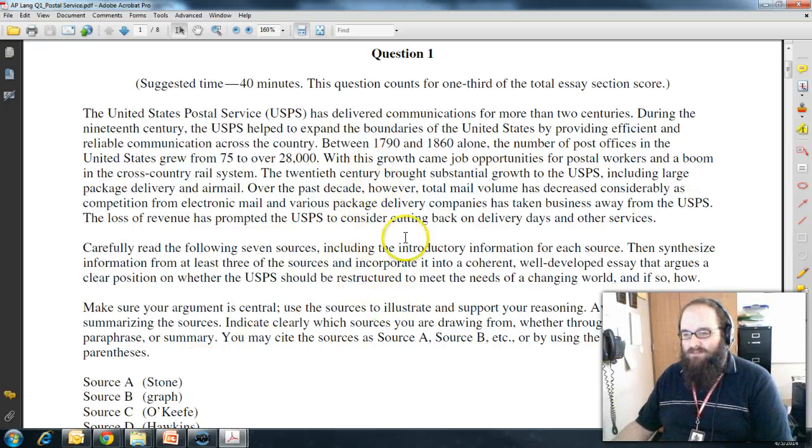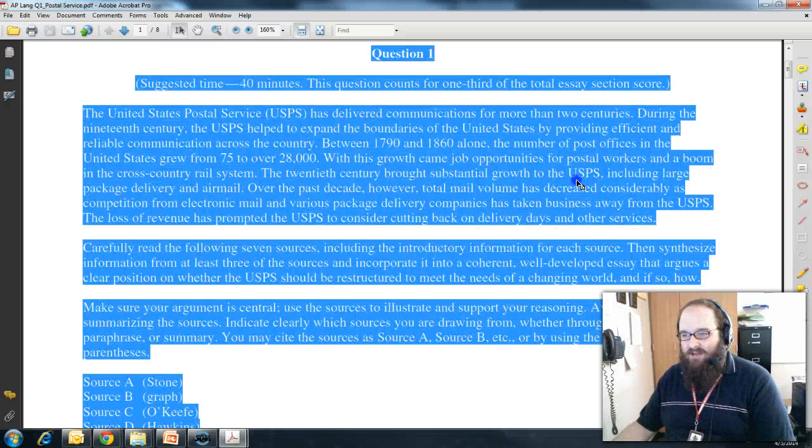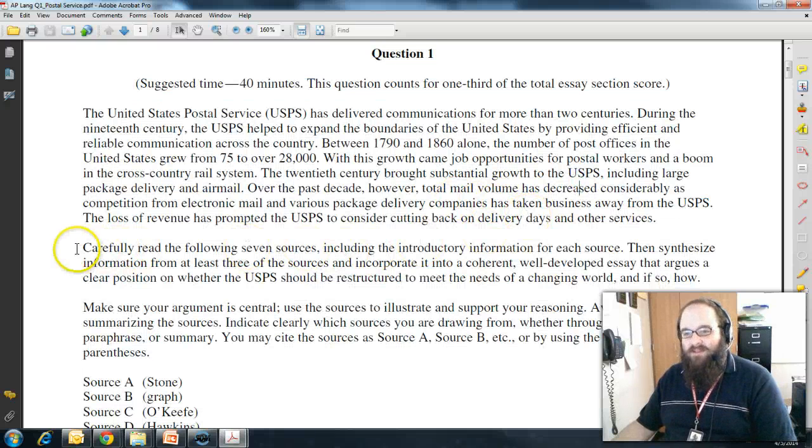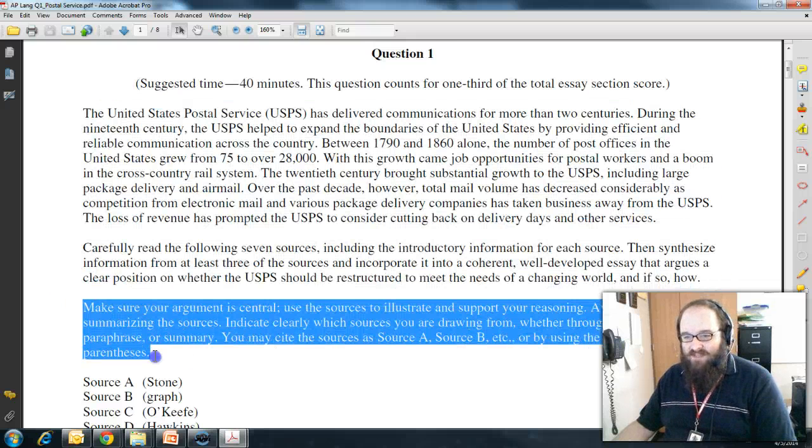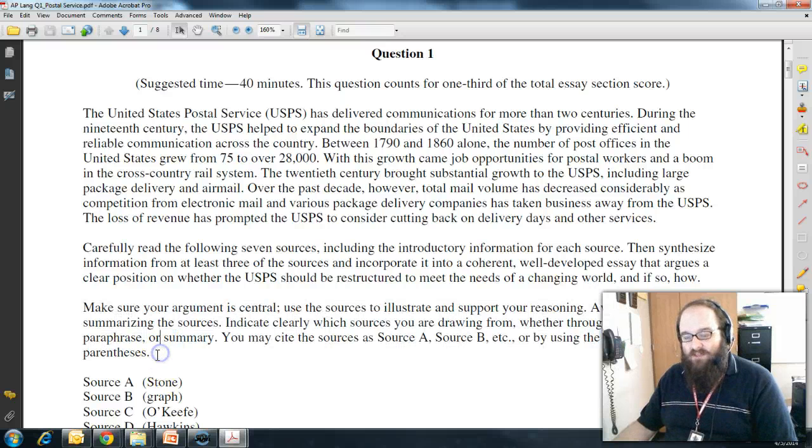So this is what your modern Q1 prompt looks like. It starts with a topic just to introduce you to what the prompt is about. Then your writing task is in the next paragraph, and then the last paragraph just gives you some helpful hints on what to do and what not to do to be successful on the Q1.